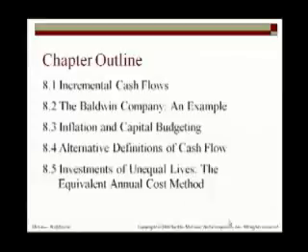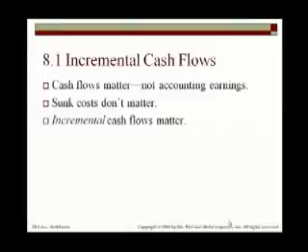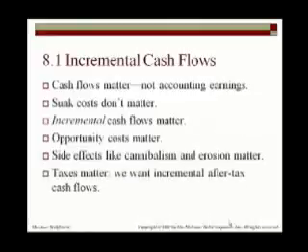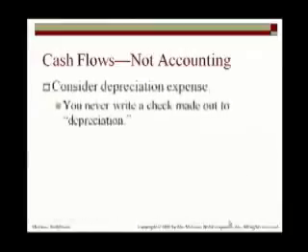The chapter is outlined as you can see in your book. First point, cash flow matters, not accounting earnings. Sunk costs don't matter. We're going to go through each one of these in detail, but sunk costs do not matter. Incremental cash flows matter. Opportunity costs matter. Side effects like cannibalism and erosion matter. And taxes matter. We want incremental after-tax cash flows. And inflation matters.